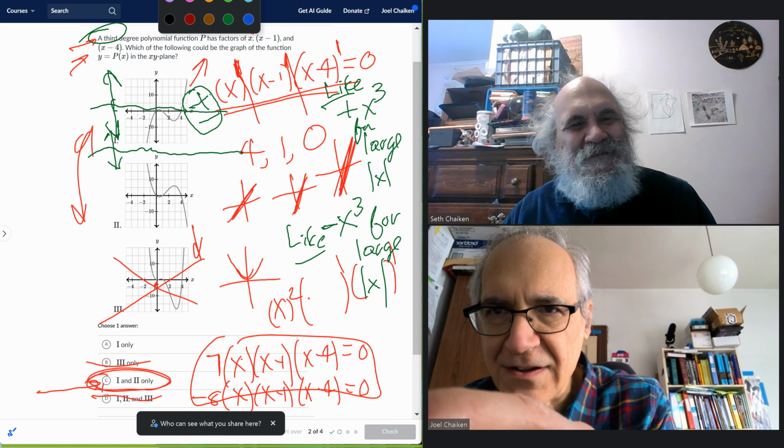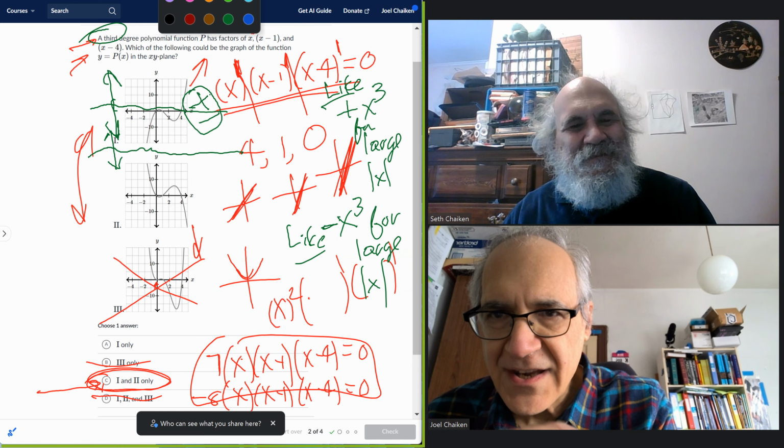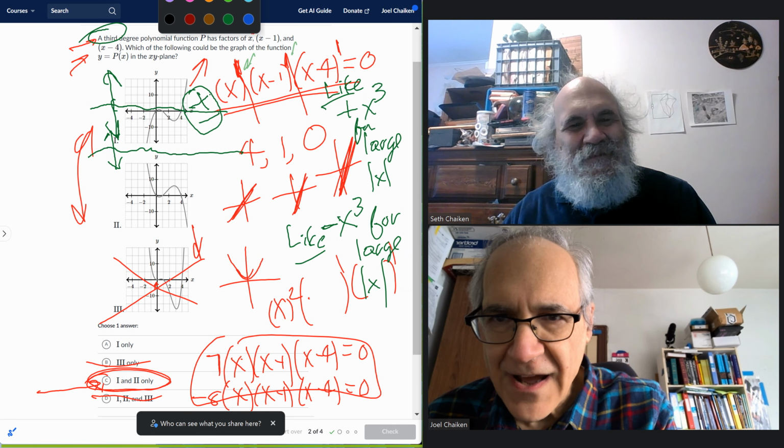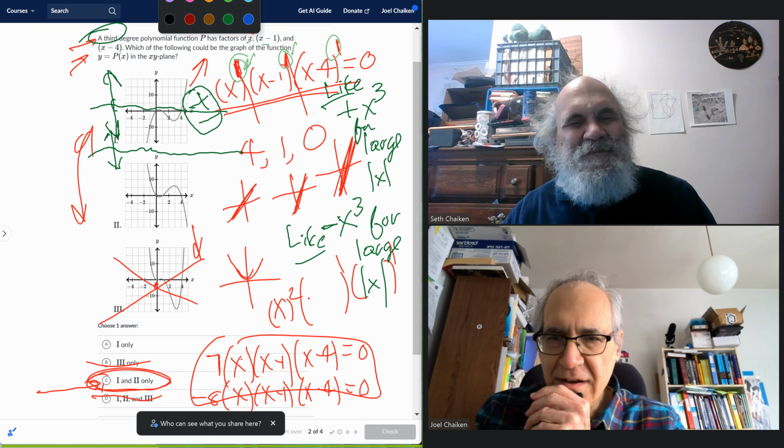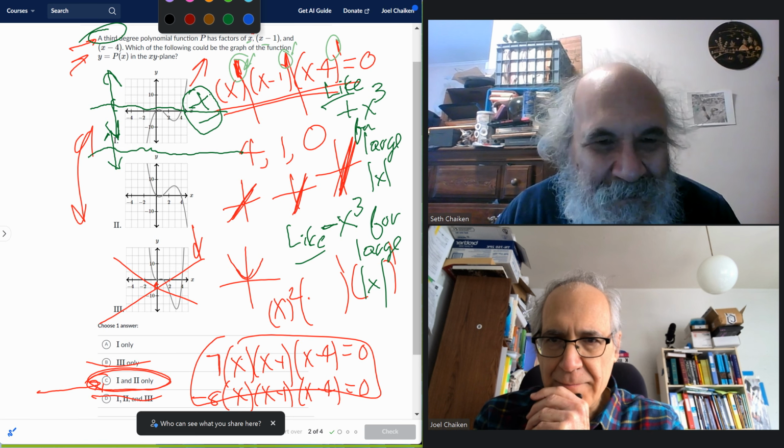I'm sure I made a little thinking mistake at the beginning. I asked what are the multiplicities, and I said this was a 1 because I looked at this, and that was wrong, but it all worked out.